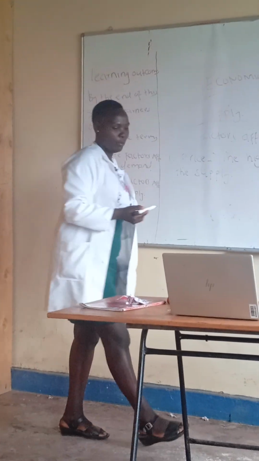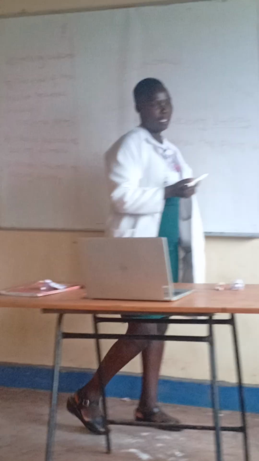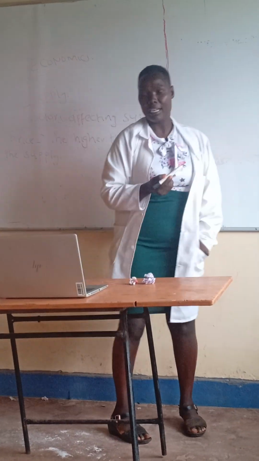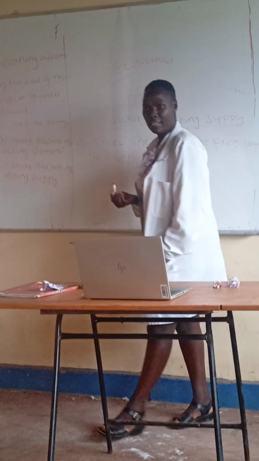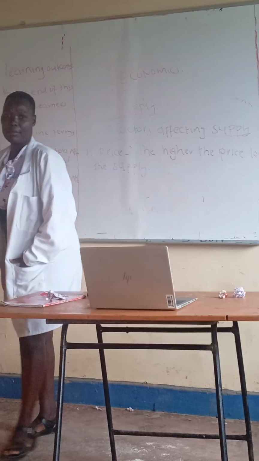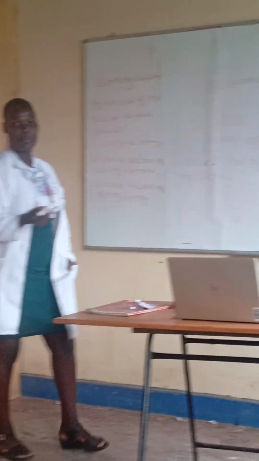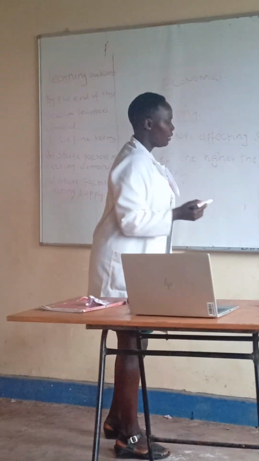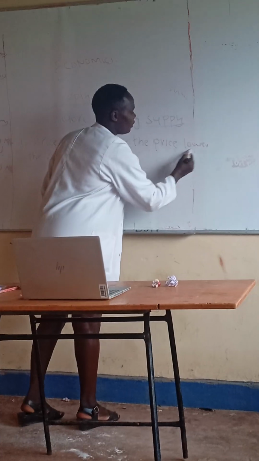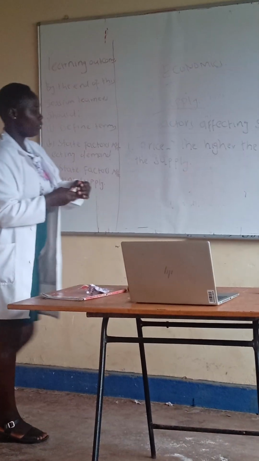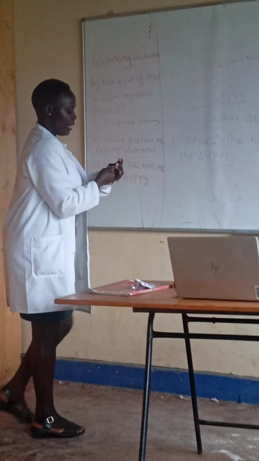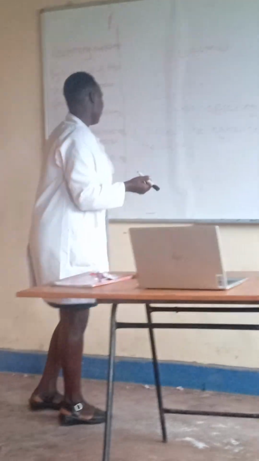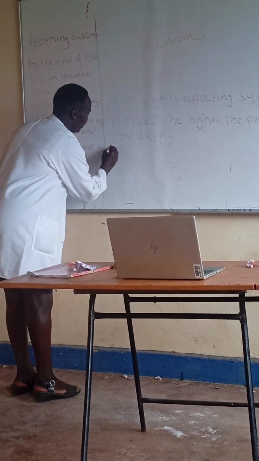Assume that you are selling potatoes, and I'm selling at the higher price, and my colleague there is selling at the lower price. Who will be able to sell more? Who will be able to supply more? The one who is selling at the lower price. Are you getting it? You can use real examples to understand this topic. You can even use stories so that you get to understand.